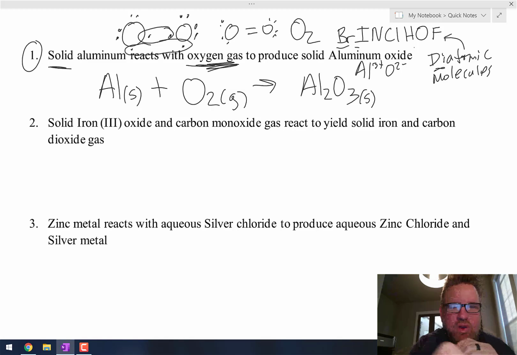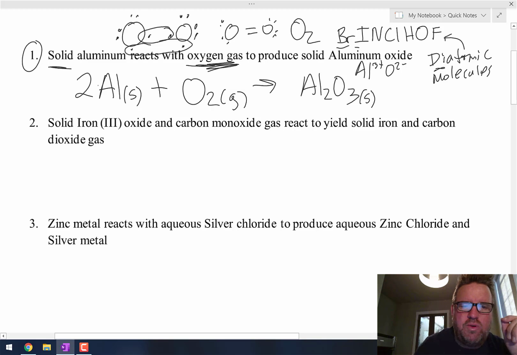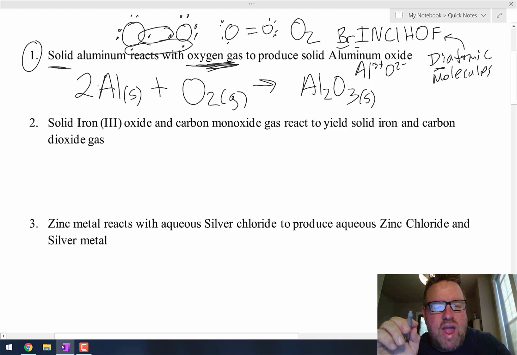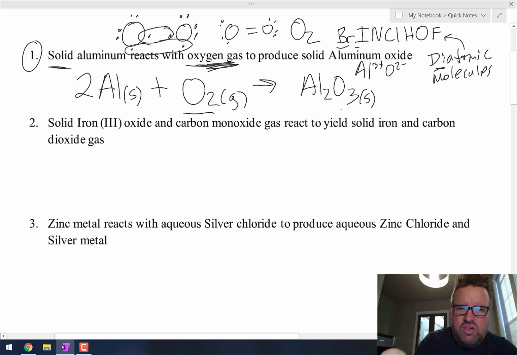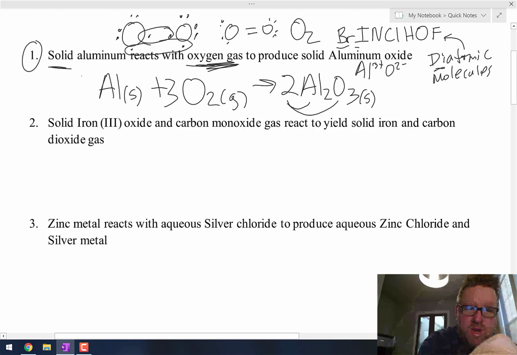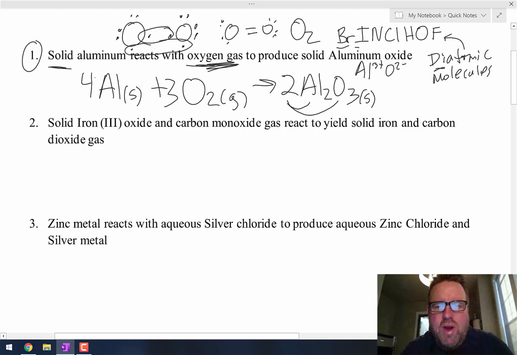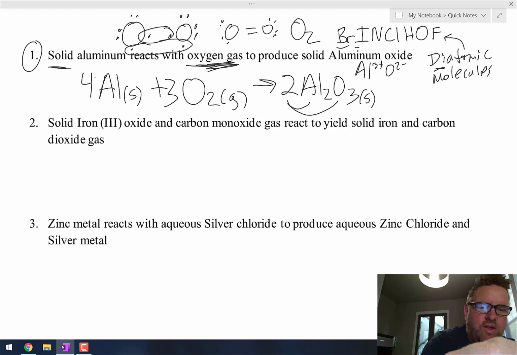I count 1 aluminum on the left, 2 on the right. So I'm going to put a 2 on that aluminum on the reactant side. Then we've got 2 oxygens and 3 oxygens. Again, we've got a problem here where 3 doesn't become 2 or 2 doesn't become 3, so we have to go to 6. We're going to put a 3 right there and put a 2 right there. That 2 goes to here, and it also goes to here, so that makes 6 oxygens on the right-hand side. But that also messes up the aluminums, so we put a 4 right there, and that is now a balanced equation. I'm going to move a little bit quicker here on these next ones.